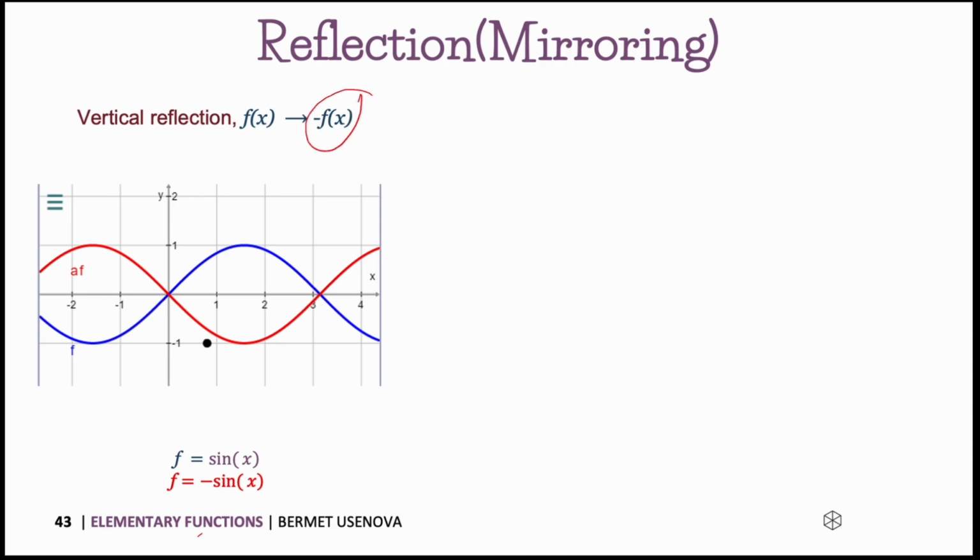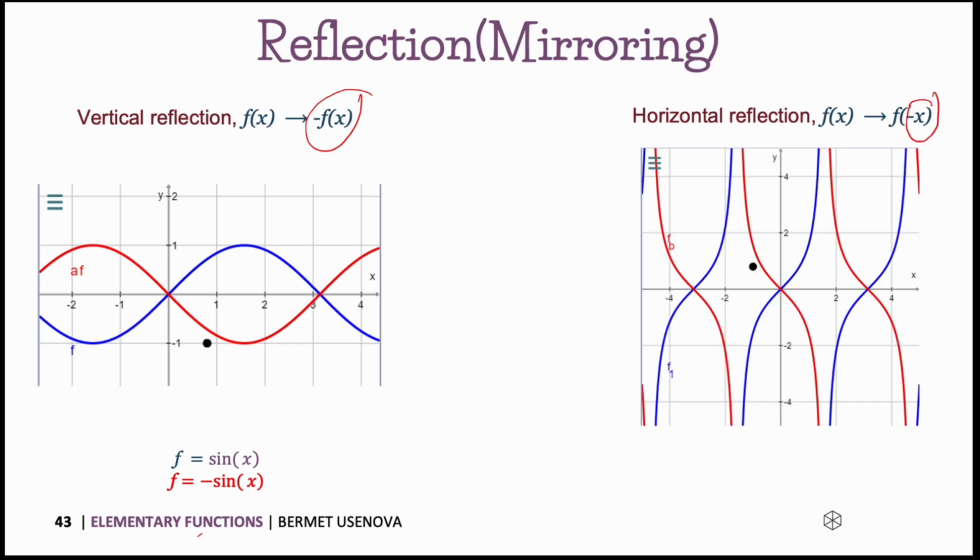If we multiply the function argument by minus 1, minus x here, it will look like this. So it's called horizontal reflection. We can see here an example with tan x and tan of minus x. And for the argument, it's called horizontal reflection, and it's mirroring about the y-axis. So basically, we do either vertical or horizontal reflection.